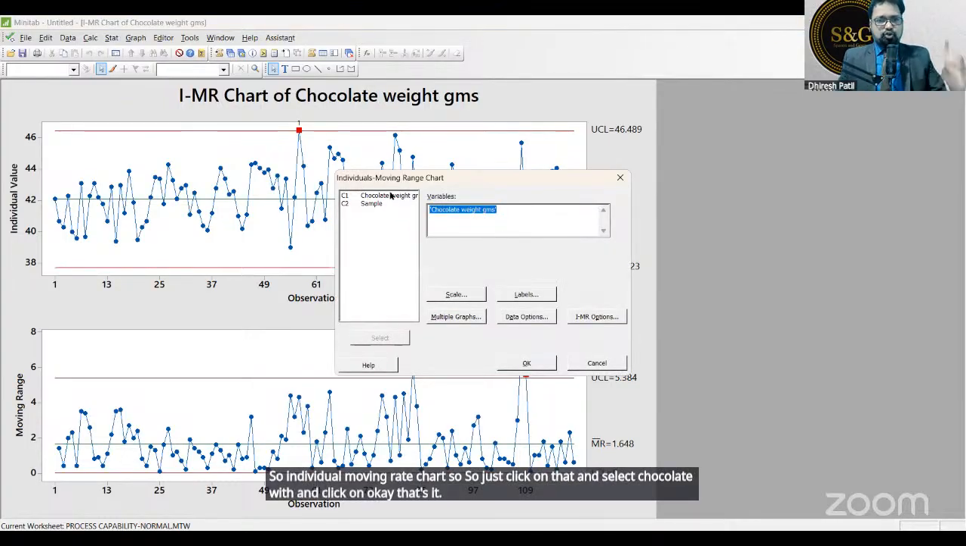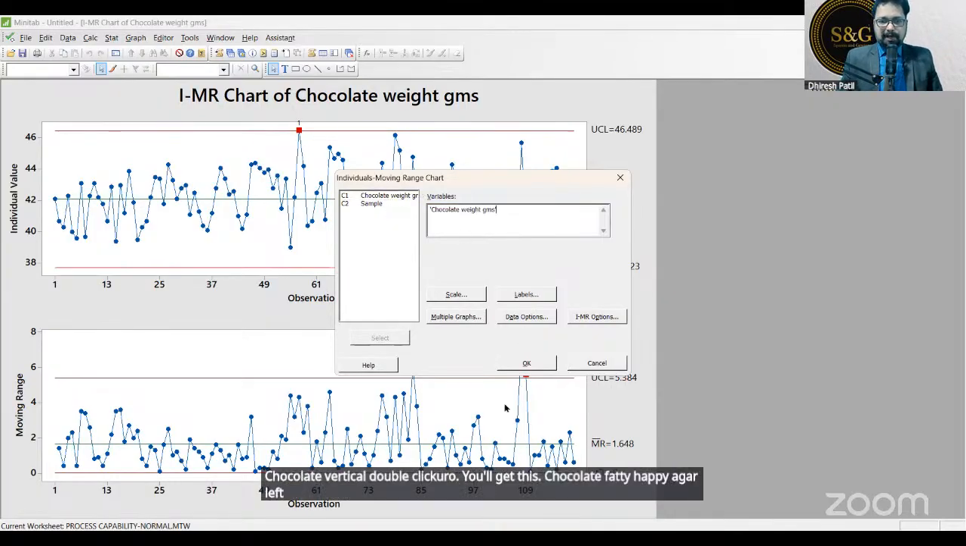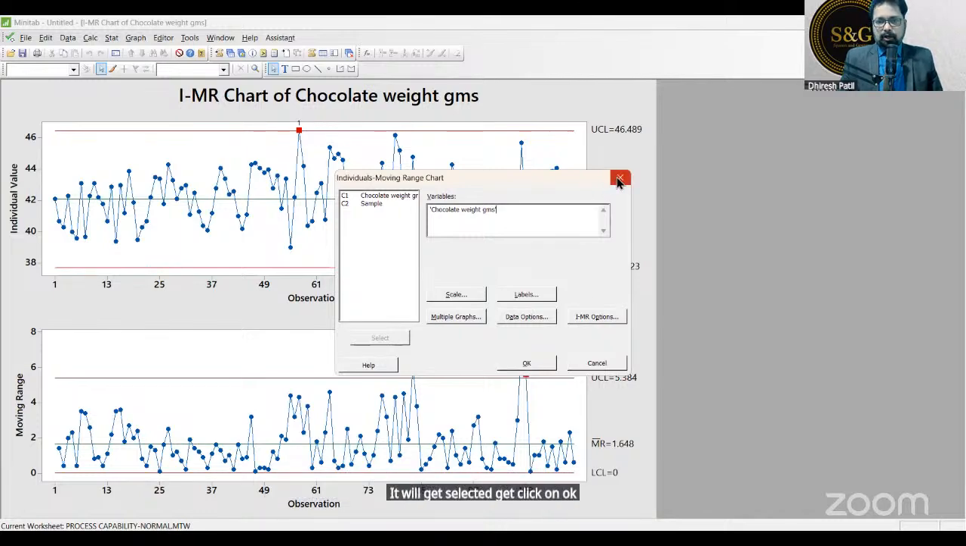That's it. Double click on chocolate weight. You'll get this. Okay, when you click here, chocolate weight will come here on the left. Just click on that. It will get selected. Click on OK. Once you do that, you'll find these two graphs.